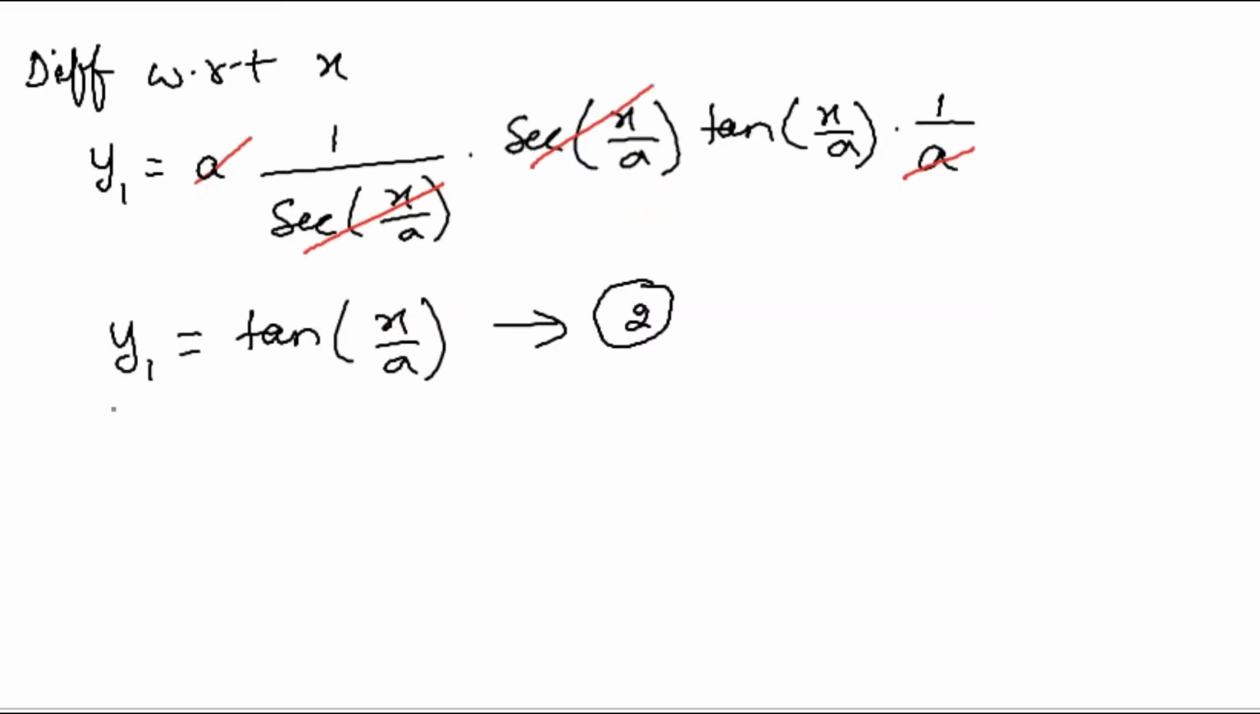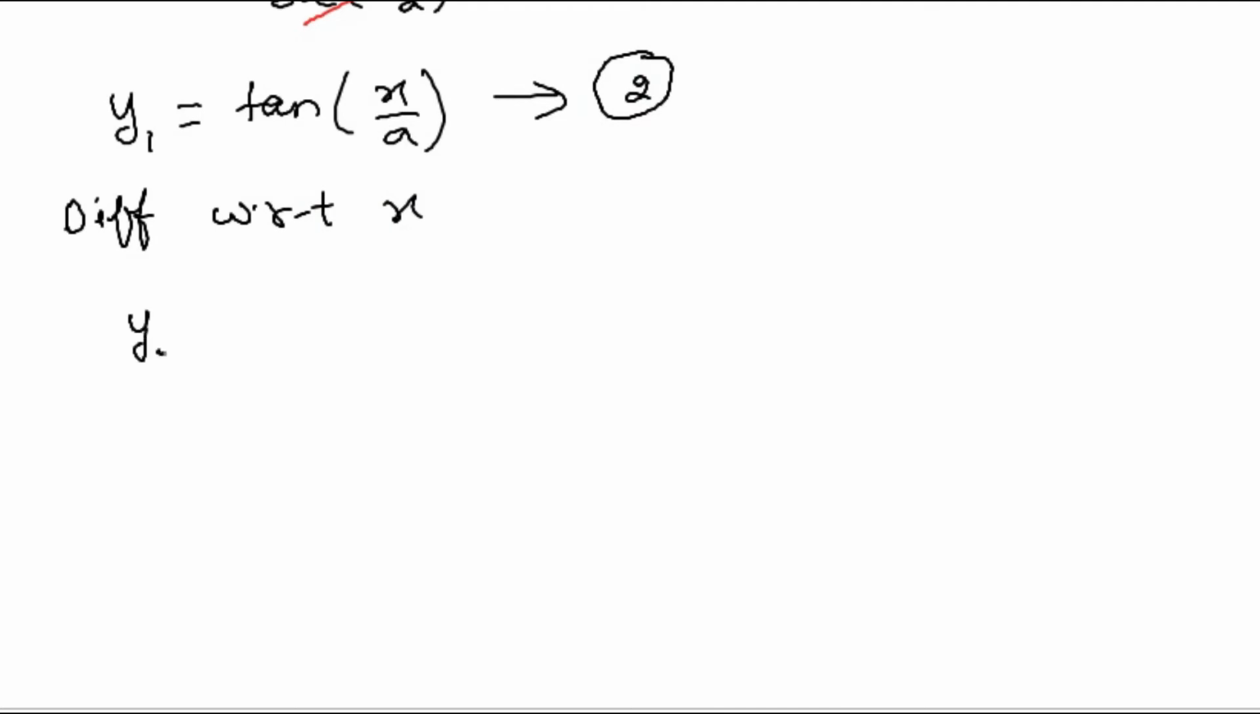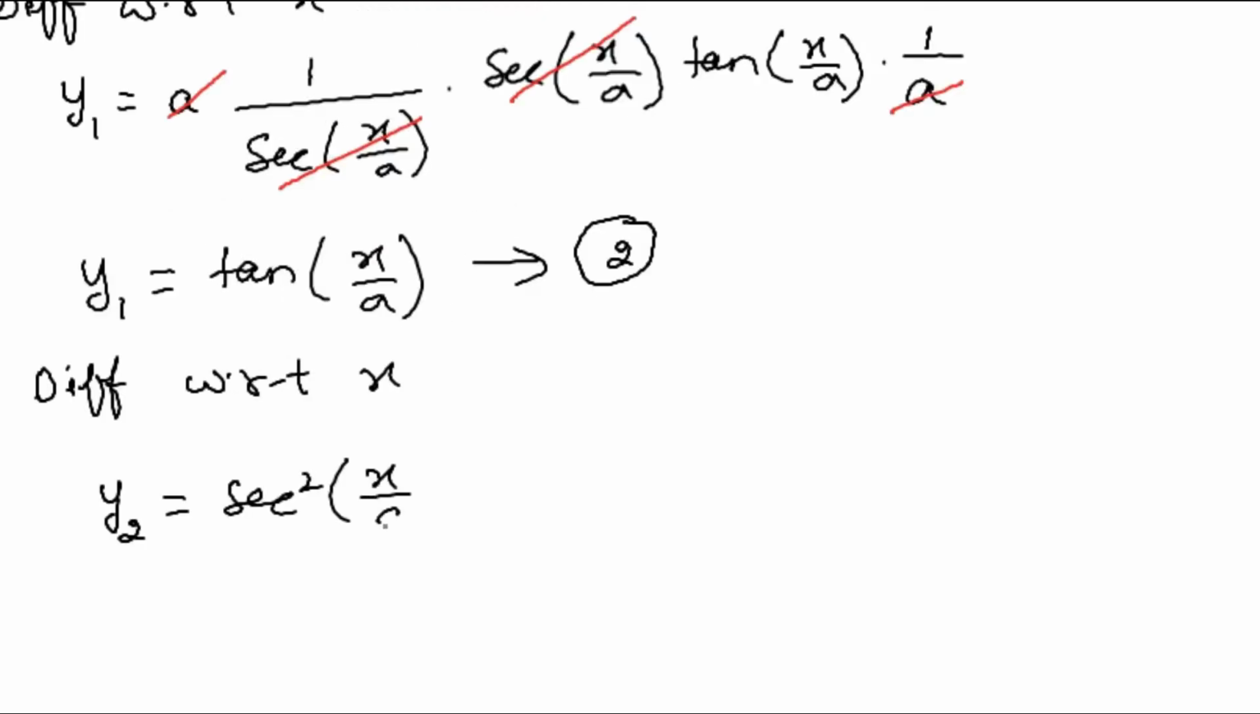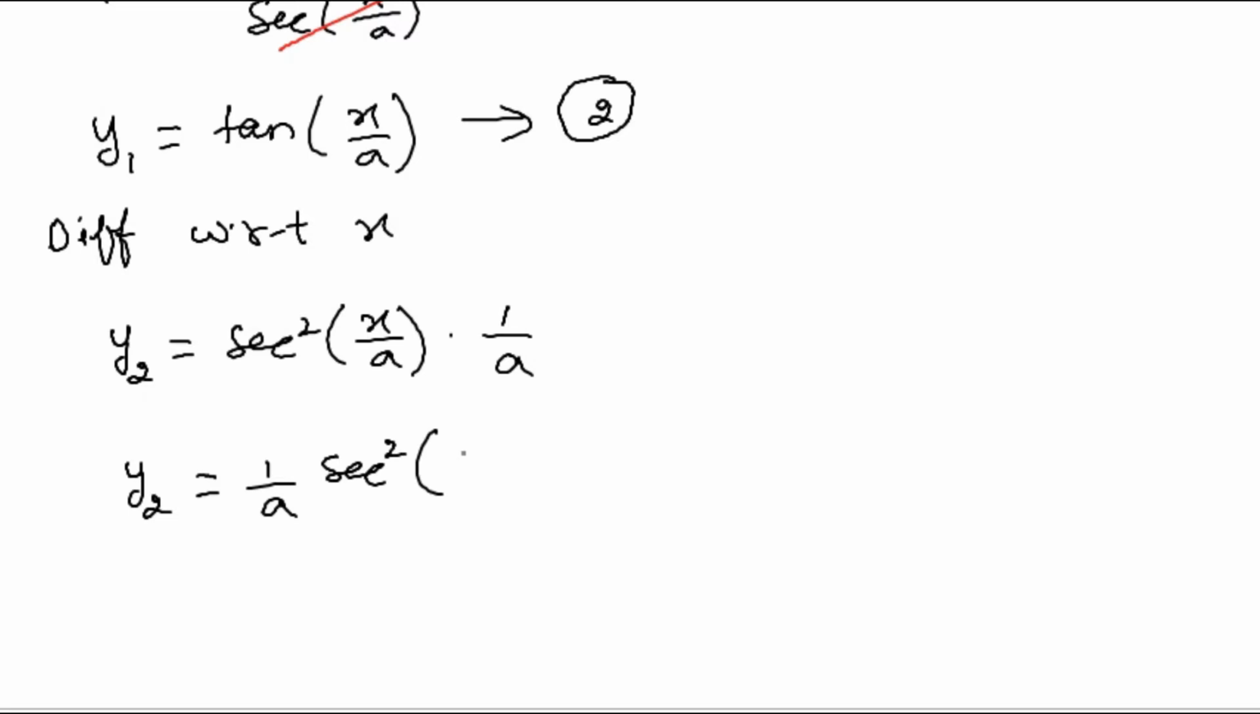So y2 can be obtained by differentiating this y1, differentiating with respect to x. The derivative of y1 will be y2, and the derivative of tan will be sec squared(x/a) into the derivative of x/a, which is 1/a. So we got the value of y2 to be (1/a) sec²(x/a). Let us take this as equation number 3.